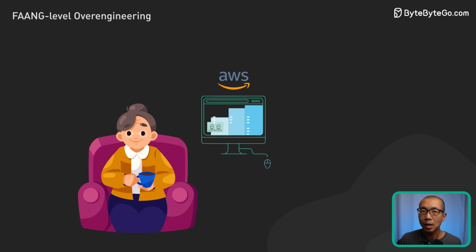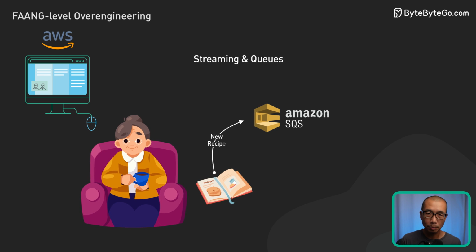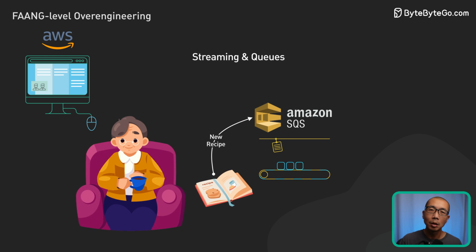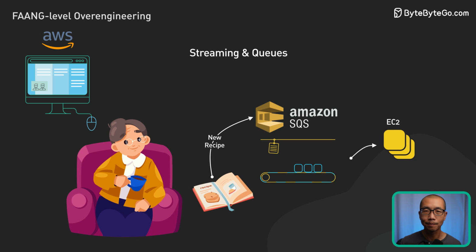Use SQS to decouple your recipe publishing pipeline. Whenever Grandma adds a recipe, send it through a queue. Process recipes asynchronously for a robust architecture.